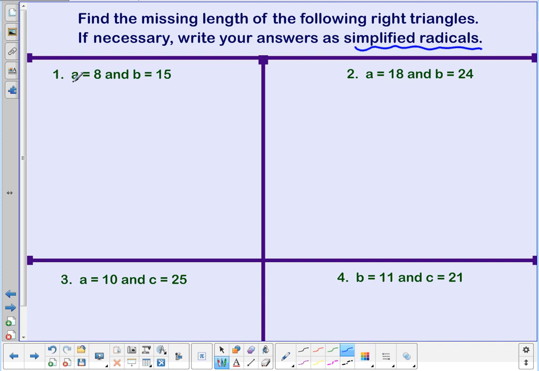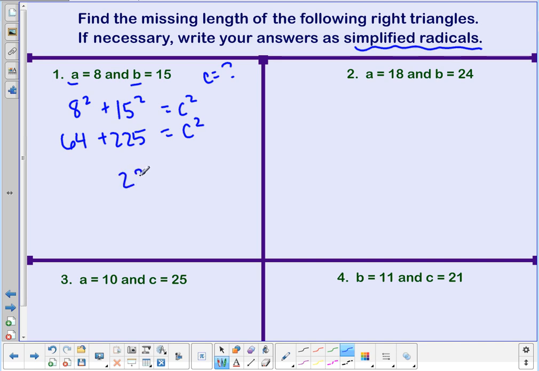Okay, so in number 1, I know a and I know b, so that means c is my question. So if I put it into the Pythagorean theorem, I've got 8 squared plus 15 squared is equal to c squared. 8 squared is 64, 15 squared is 225, and that's going to be c squared. Putting those together, I get 289, which is c squared, and then take the square root of that. 289 happens to be a perfect square, so I'm going to have 17 is equal to c.